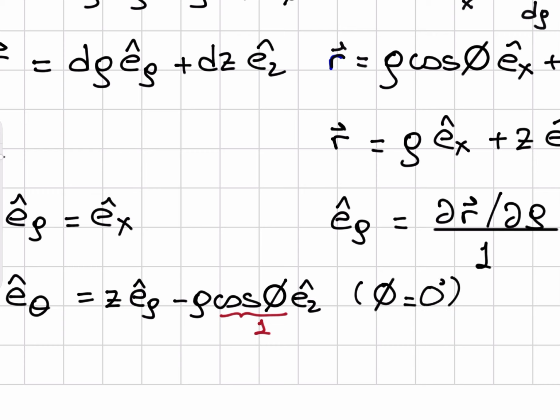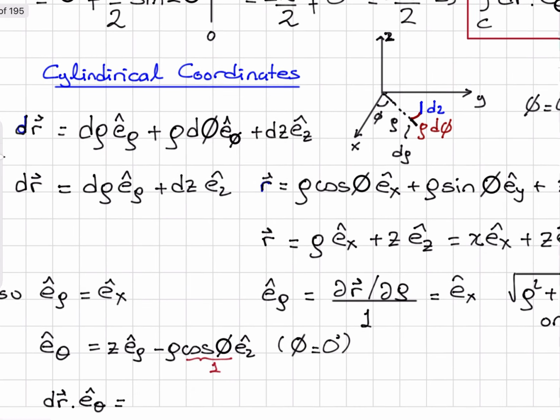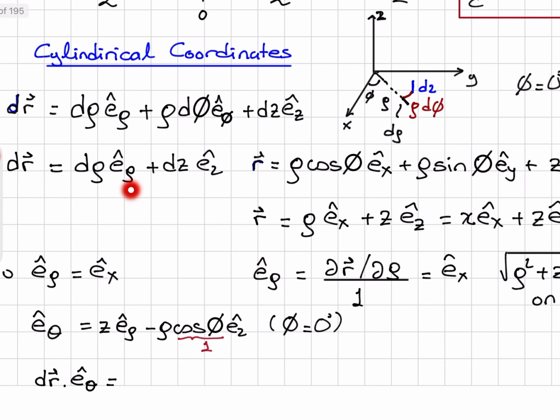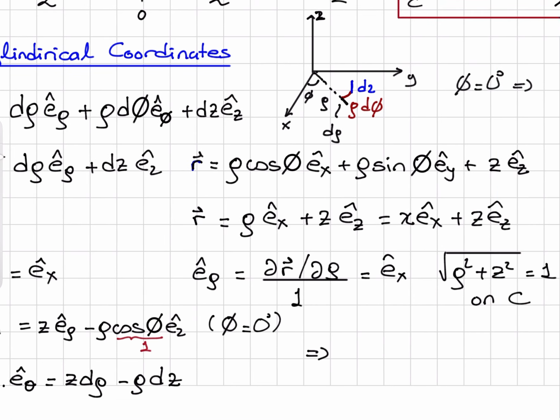All right, so we can write dr dot product with e theta hat now. Our displacement vector is here, d rho e rho hat dot product with z e rho hat. This is going to give us z d rho. And then we have dz ez hat dot product with minus rho ez hat. So it's going to give us minus rho dz using the cylindrical coordinates. Now we have to perform this integral.